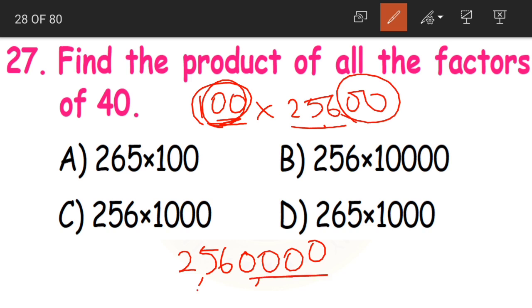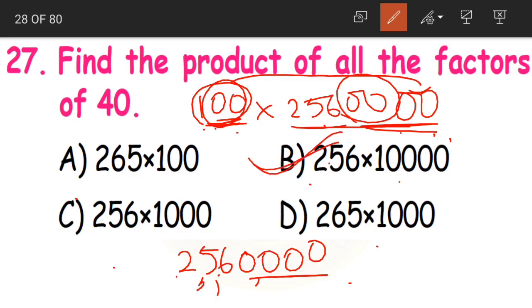2,56,000. Sorry, it is 25,60,000. Yes, 25,60,000 is our answer. How do we multiply 256 with 100? When we multiply a number by 100, we need to place 2 zeros to the right. That is what we have done here. We are placing 2 zeros to the right. Now, if you look at the options, which is the correct one? Option B becomes our correct one.